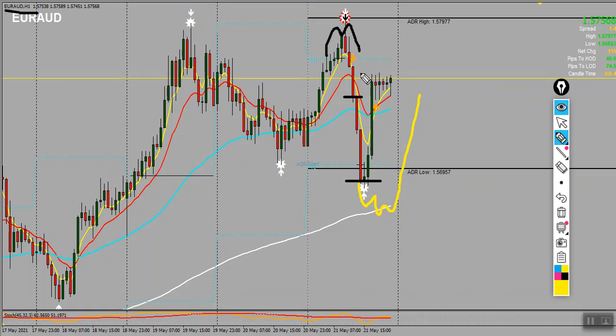That's why we encourage people to follow the rules of the strategy, right? So we're going to take a look at the M15 time frame for this pair Euro AUD on this very day.